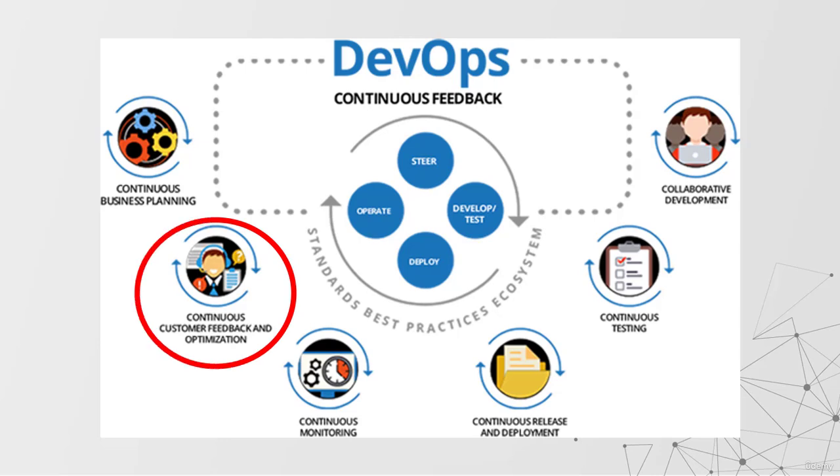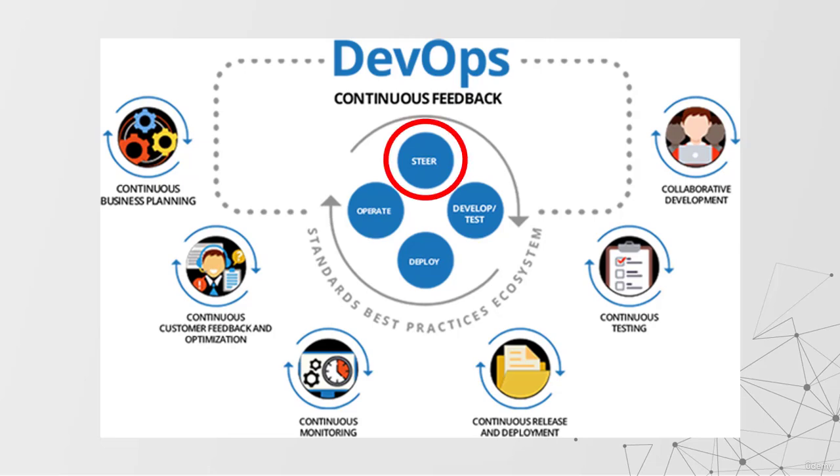And then we've got continuous customer feedback and optimization. So DevOps emphasizes the importance of feedback, and in the cloud, tools can collect user feedback, analyze it, and offer insights. And this feedback is then used to optimize the application and plan new features or improvements.